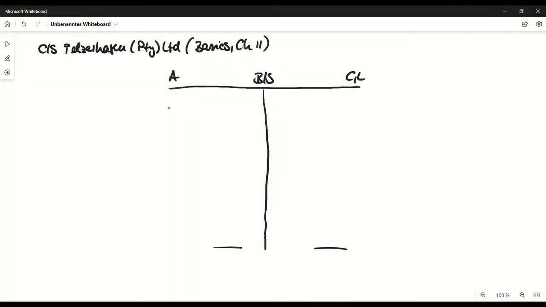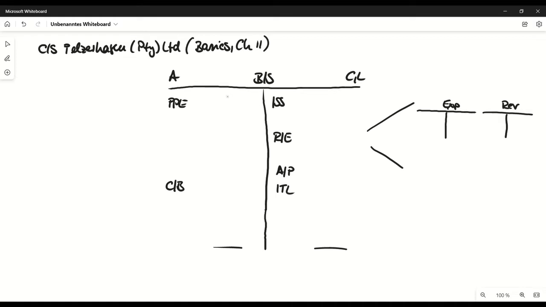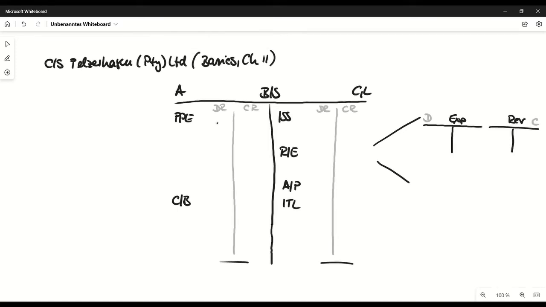For the case study PELZERHAGEN, we will have only a few items. Next, I want to draw a kind of journal. So I write debit entries and credit entries. With regard to the expenses, I only record the debit side, and with regard to the revenue, I only record the credit side. In order to record our bookkeeping entries, we can draw T accounts for each and every item.